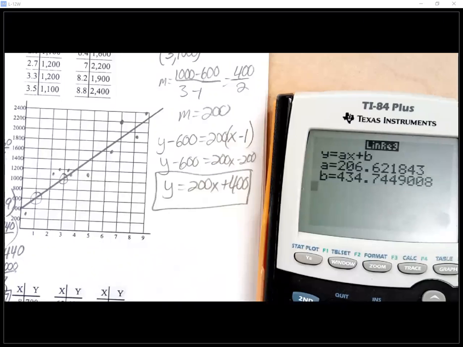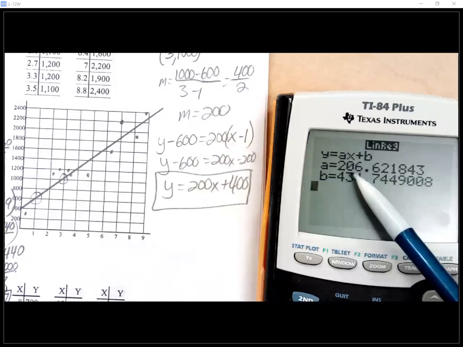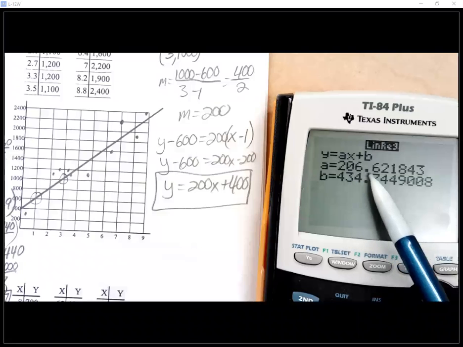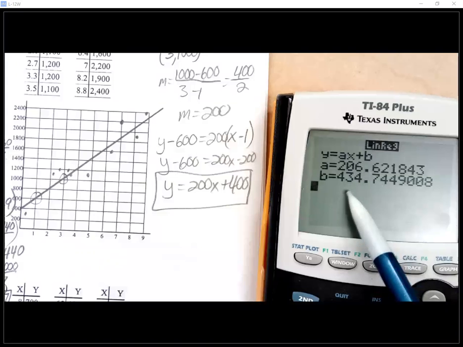But it's just always fun. I like to see how close I got to the real deal. So 206.6 is the real slope. And then a Y value minus 400, they're getting 434.7. And let me see if I can remember how to make the best fit line graph with the data points.